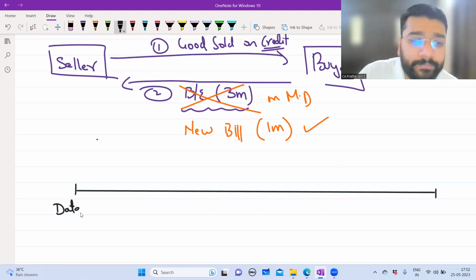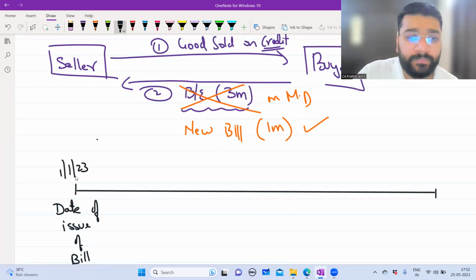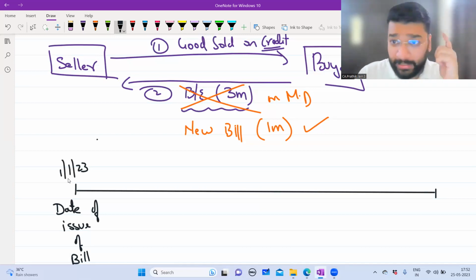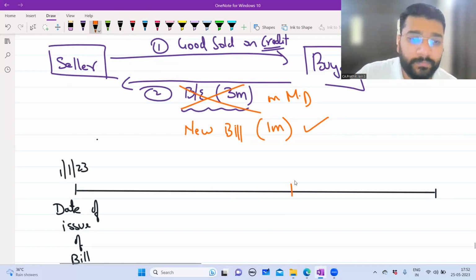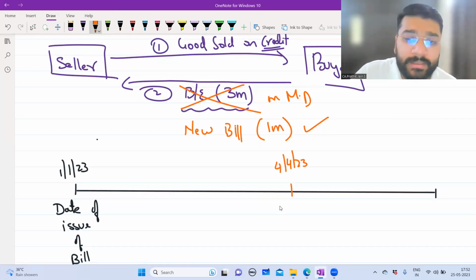This is the date of issue of bill. Let's say 1/1/2023. Guys, the credit period that is granted is 3 months. So what is the maturity date? Please calculate and tell me. What is the maturity date? 4th April. 4th of April 2023 is the date of maturity.